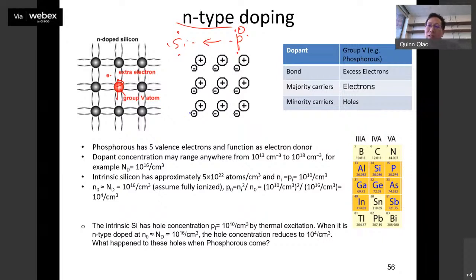Okay, extra negative charge. That's why for N-type doping, you have majority carriers electrons, and then the hole is the minority carrier.